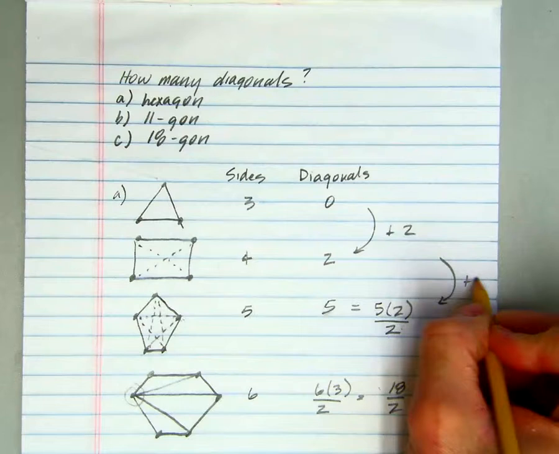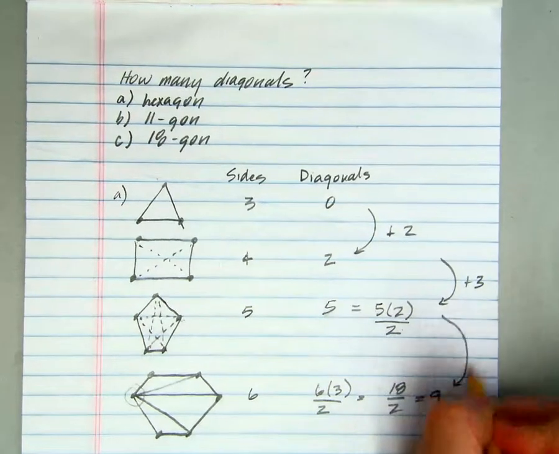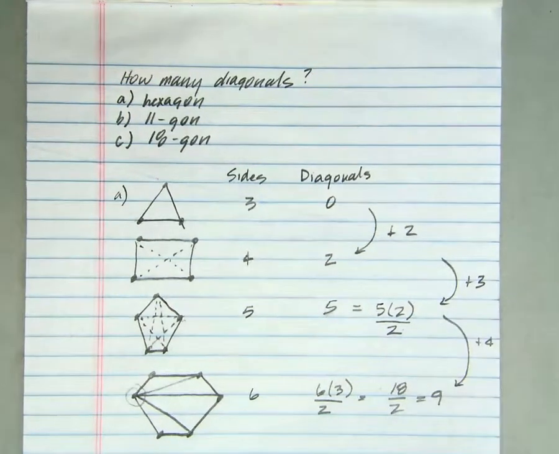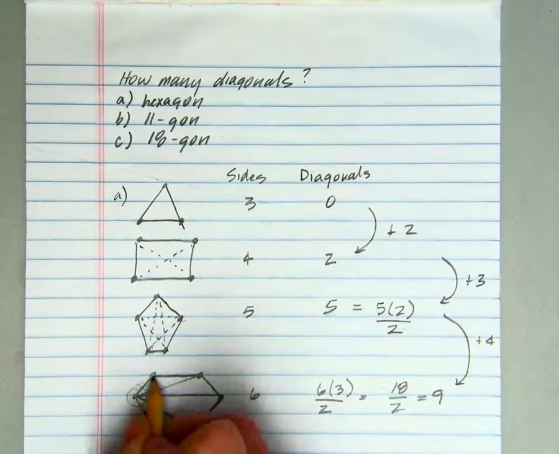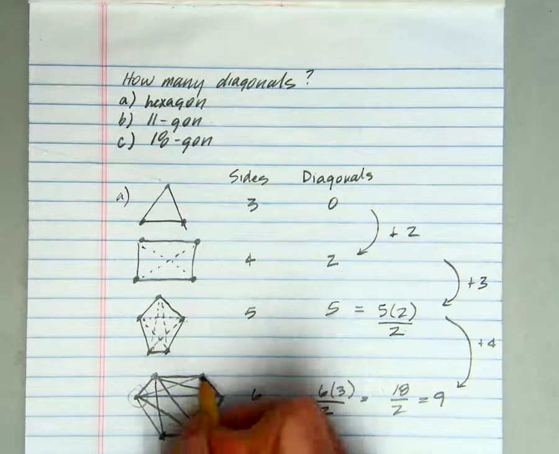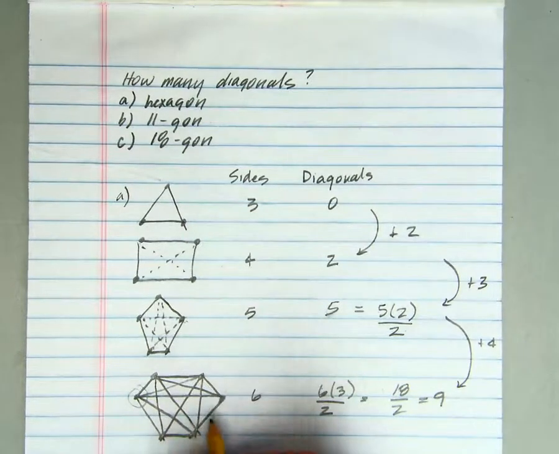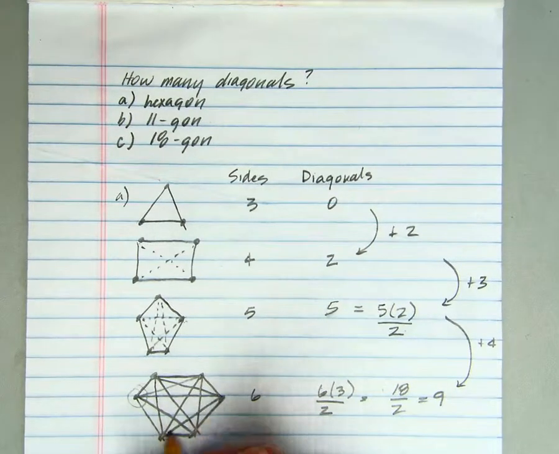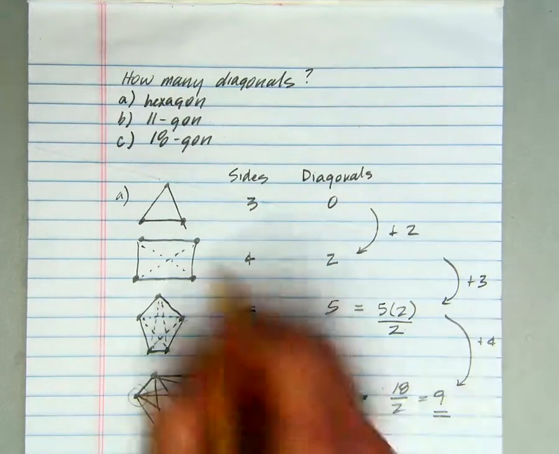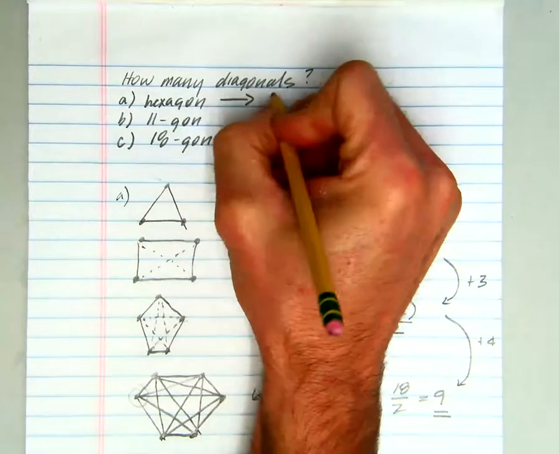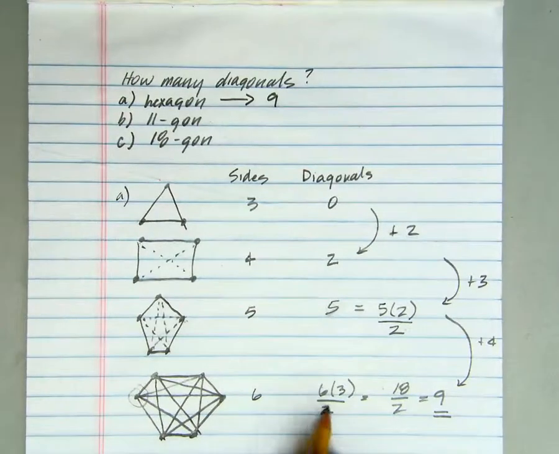I see this one going up by 3. I would assume that this one may go up by 4, which it appears to be doing. But let's go ahead and count them anyway. So I've got 1, 2, 3, 4, 5, 6, 7, 8, and I believe that's the last one at 9. So indeed, it seems like there are 9 diagonals. And the general conclusion is that 9 would be the answer to question A. The hexagon has 9.